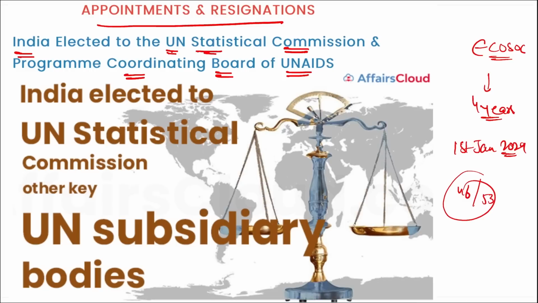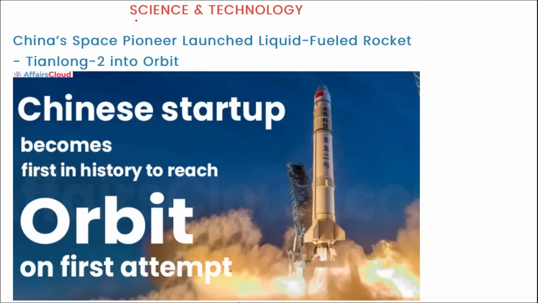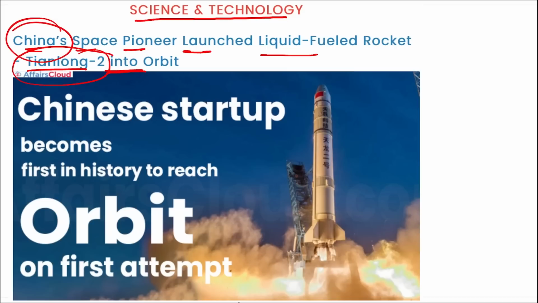Next is related to science and technology. China's space pioneer launched the liquid fuel rocket Tianlong 2 into orbit. I repeat, Tianlong 2. This is the name of the rocket of which country? It is China. So Tianlong 2, a liquid fuel rocket, was launched from the Jiuquan Launch Center in northwest China. Also remember, Tianlong 2 means Sky Dragon 2.